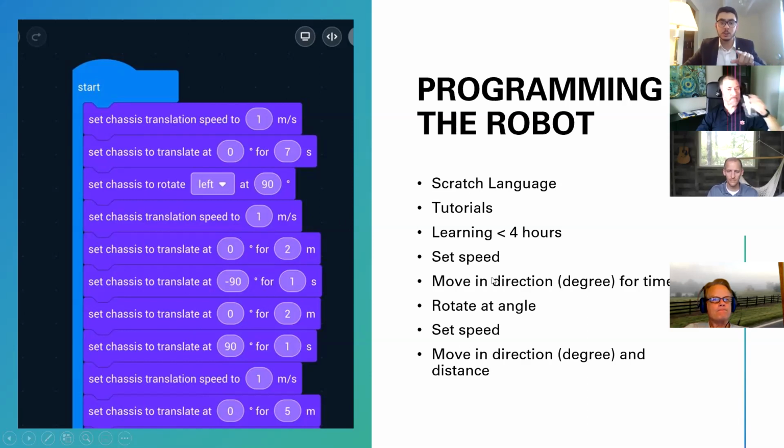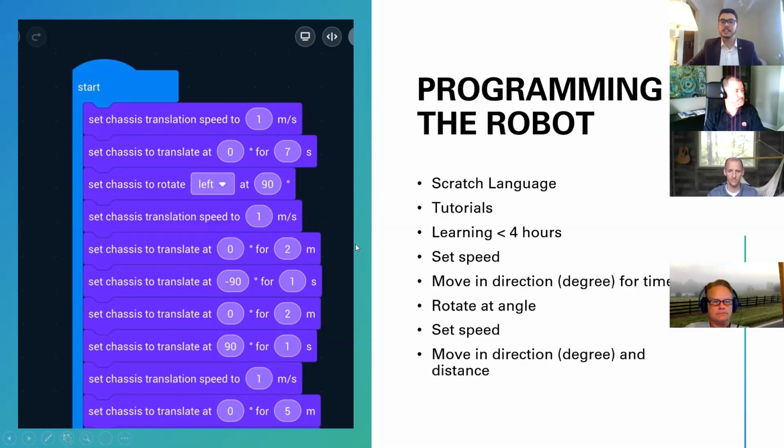Then once you've set the speed, you want to move it in a certain direction for a certain amount of time. So you'll take this tab, slide it, and it'll plug itself automatically in place. Then you change that to 0 degrees. That means it's moving straight for 7 seconds. After that, set chassis to rotate. You can choose left, right, back, whatever you want, different options. At 90 degrees, you want it to rotate left; at 180 degrees, it'll turn all the way. You can choose different options here.